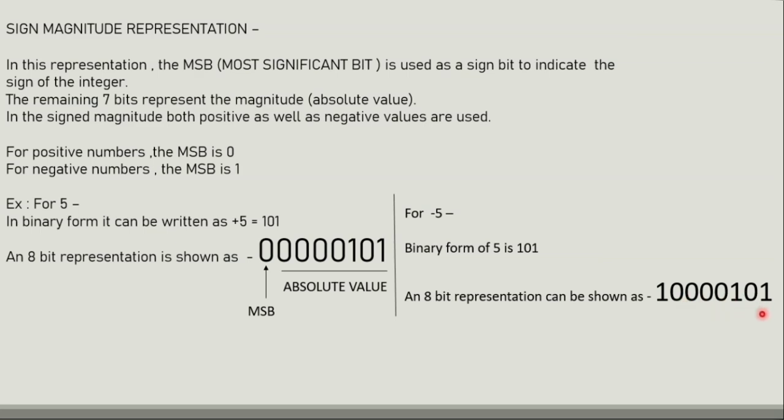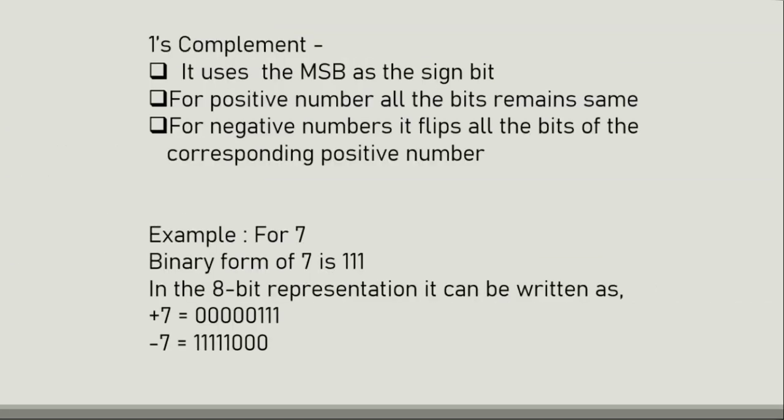We will get an absolute value, and at the MSB place we will give 1 because the value is negative. So this is nothing but the signed magnitude representation.